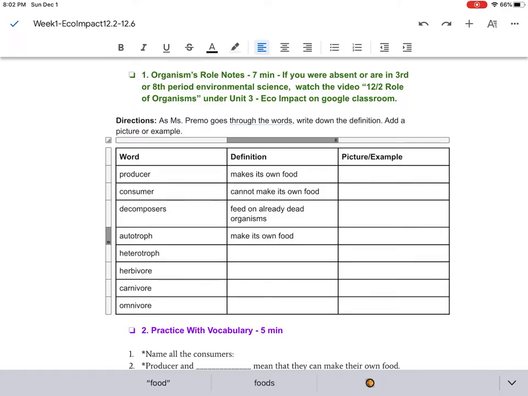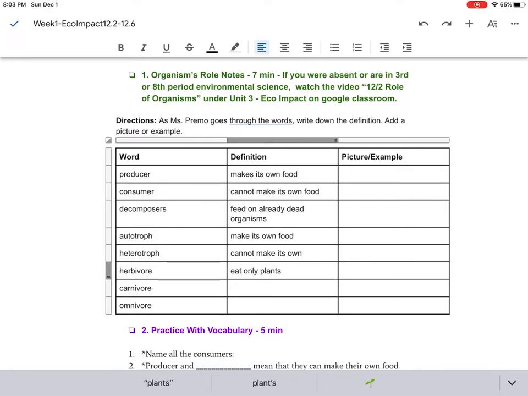Okay, autotrophs, they can make its own food. You'll see that this is very similar to producer. Auto is like self, so they can make their own food, make food for themselves. That's one way you can remember it. Okay, heterotrophs cannot make its own food. Heterotrophs are essentially consumers.